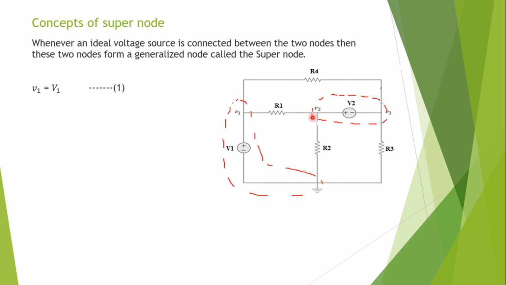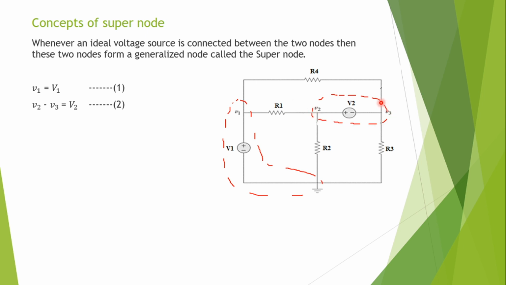Now similarly, if I come to this, the positive side of V2, the higher potential, is connected to small v2 and the lower potential is connected to V3. So V2 minus V3 equals capital V2. So two equations I got. How to obtain the third equation? The third equation is obtained by applying KCL to this supernode.